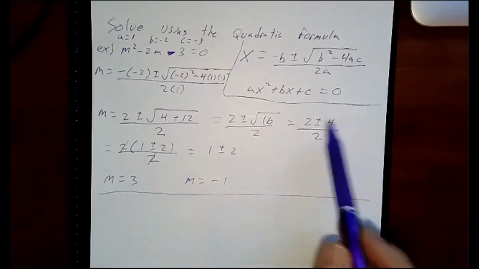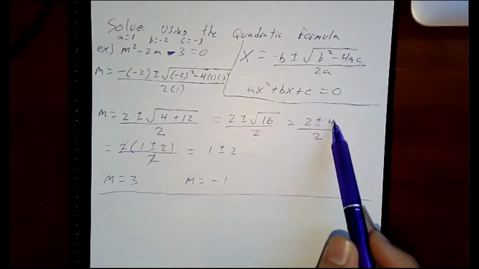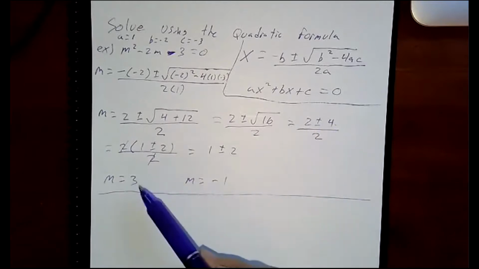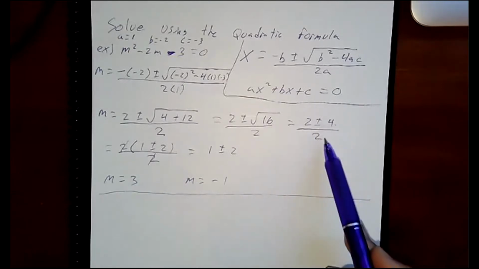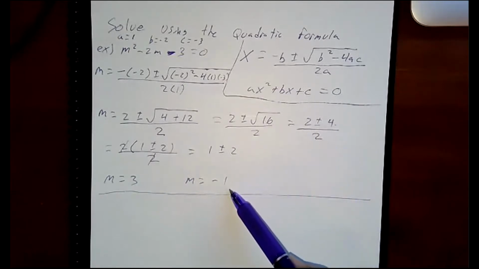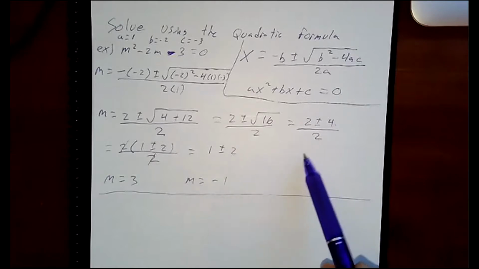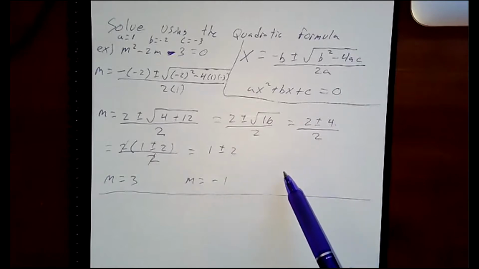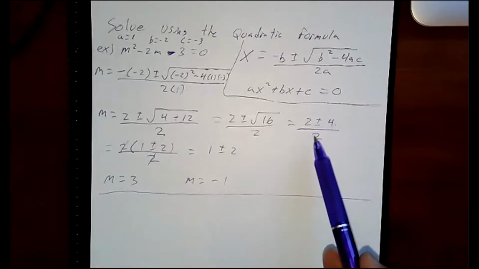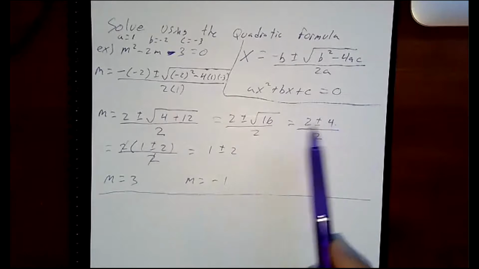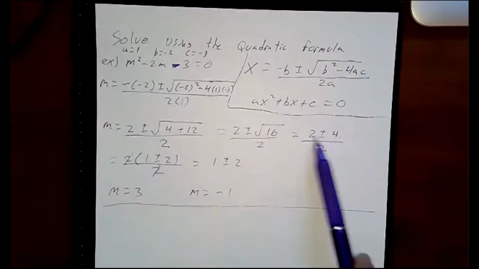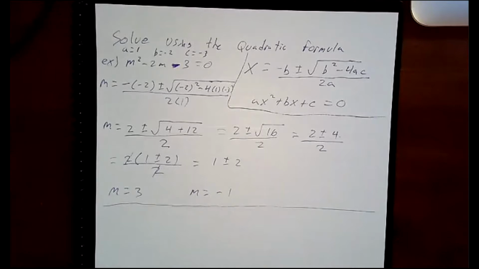You could have also added these. You could have done 2 plus 4 is 6, divided by 2, which is 3. 2 minus 4 is -2, divided by 2 is -1. Okay, yeah, I think that's a little easier for me to understand. So you can do it that way, it doesn't matter. But since we're factoring a lot in these sections, I want you to be comfortable factoring in general.